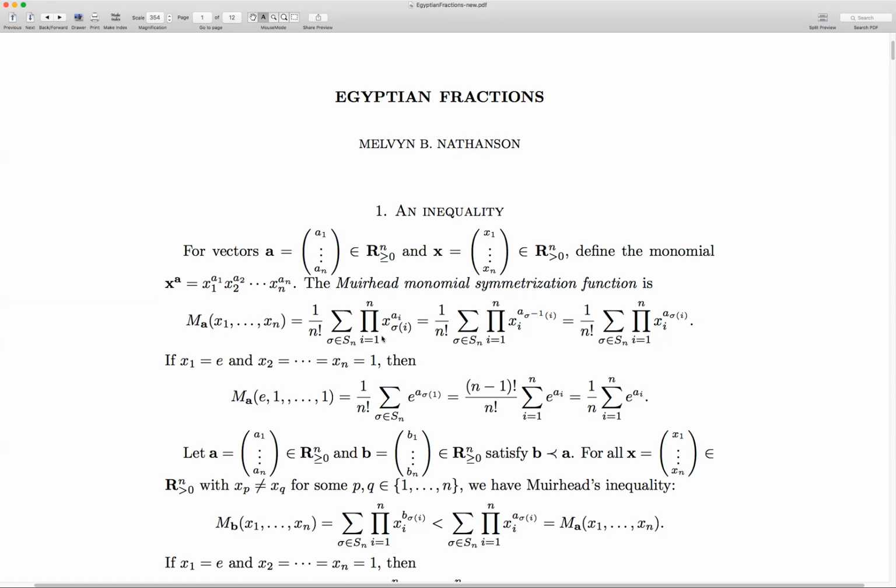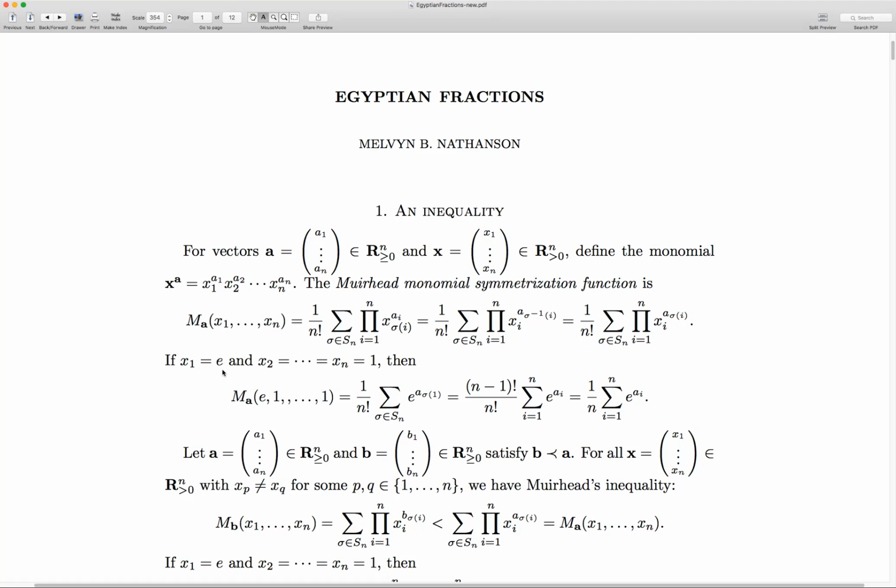Of course, this product, i going from 1 up to n, x sigma i to the power ai, is exactly xi to the power a sub sigma inverse of i. So if you want to have your permutation appearing in the exponent instead of as the subscript of the variable, this is just a way to do it. And of course, if you sum over all elements of a group, it's exactly the same as summing over all the inverses. So if you don't want to carry these minus ones around, you can just write it like this. And so this is this expression.